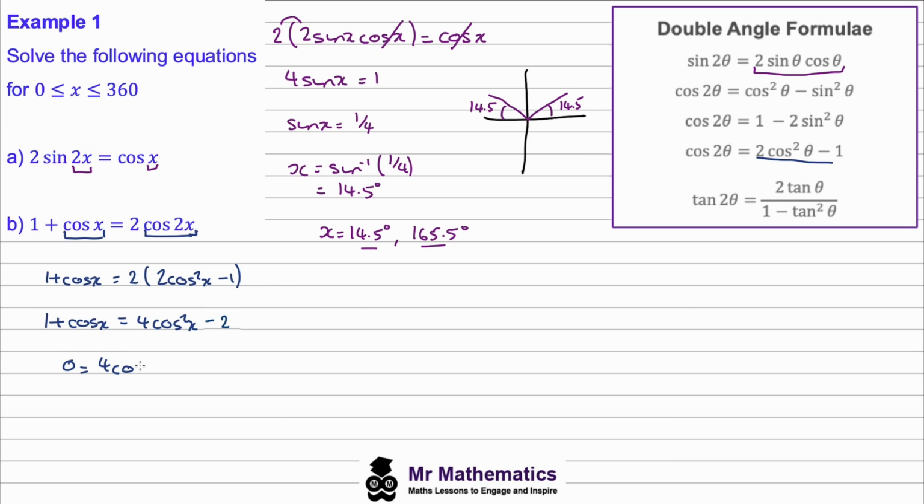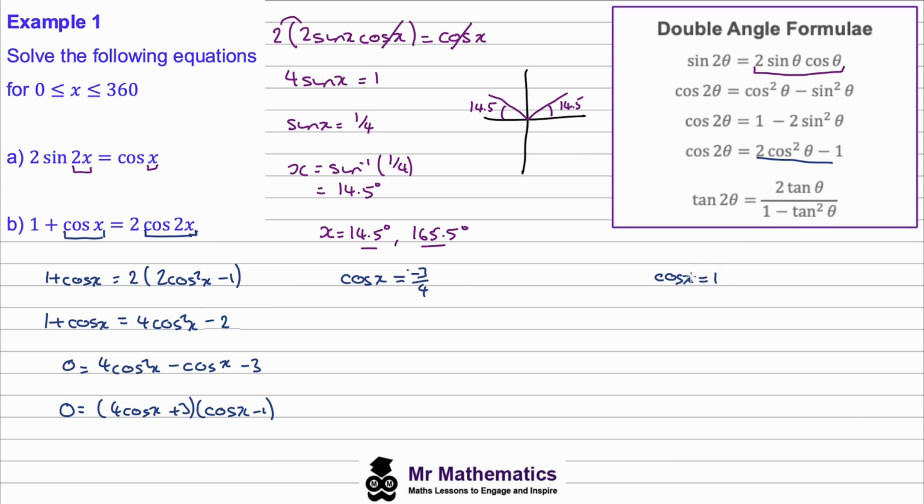So 4 cos squared x minus cos x minus 3. And we can factorize this right-hand side. So we'll have 0 will be 4 cos x plus 3 multiplied by cos x minus 1. So our solutions will be when this bracket equals 0, cos x will equal negative 3/4. And when this bracket equals 0, cos x will equal 1.